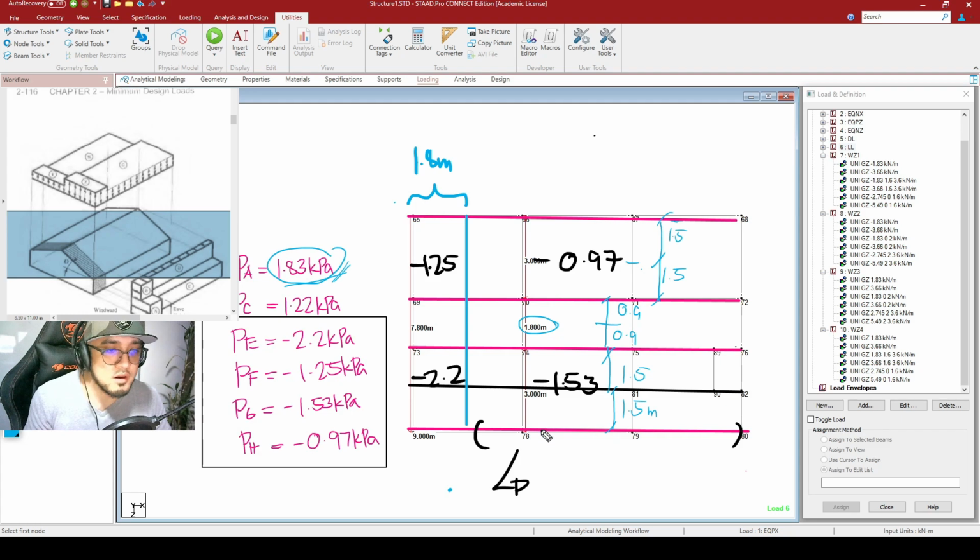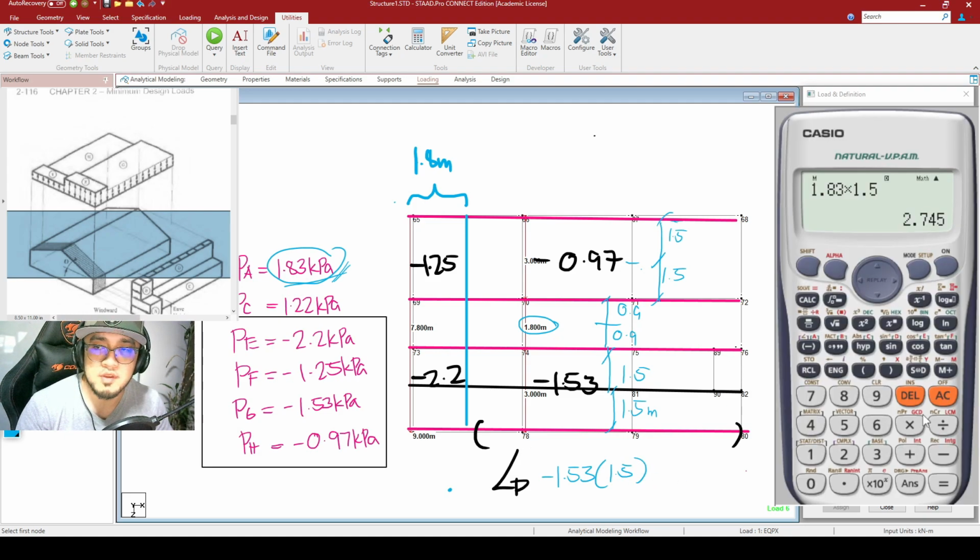So for our line load in this portion right here, this is equal to negative 1.53 times 1.5. Looking at the calculator, negative 1.53 times 1.5 is negative 2.295. So this is now equal to negative 2.295 for this particular beam right here.